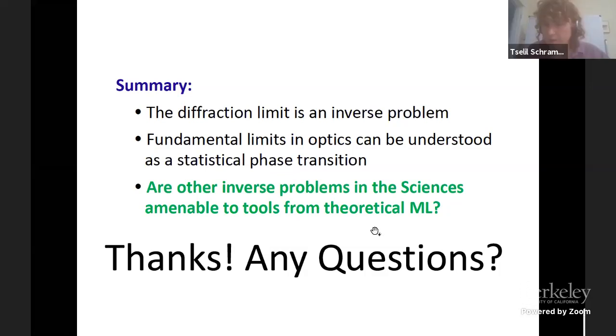So I had a question as well. I guess that these problems are two-dimensional problems because your observation plane is two-dimensional. But maybe there's a way to push the diffraction limit down if you have a third dimension as well.